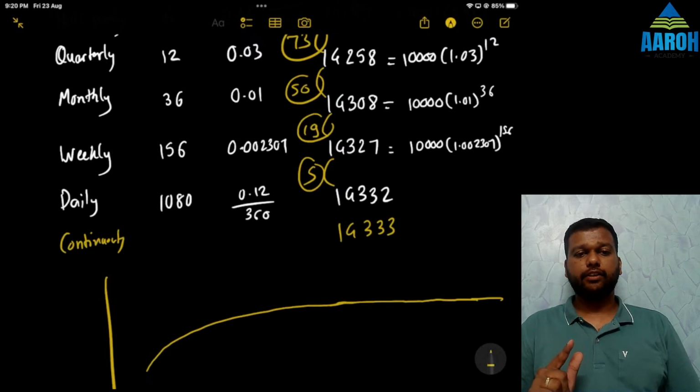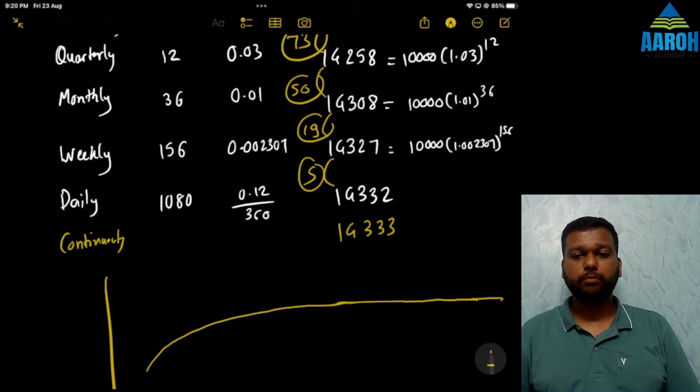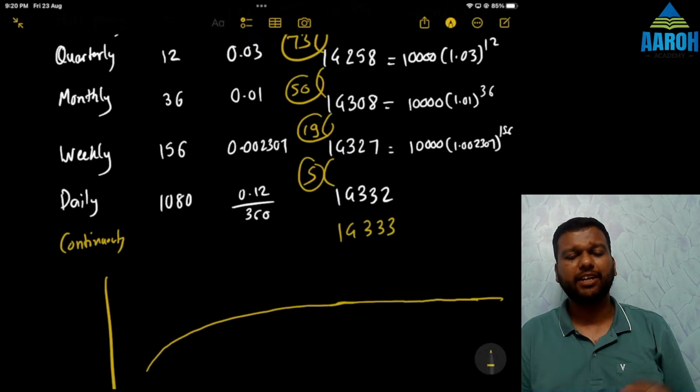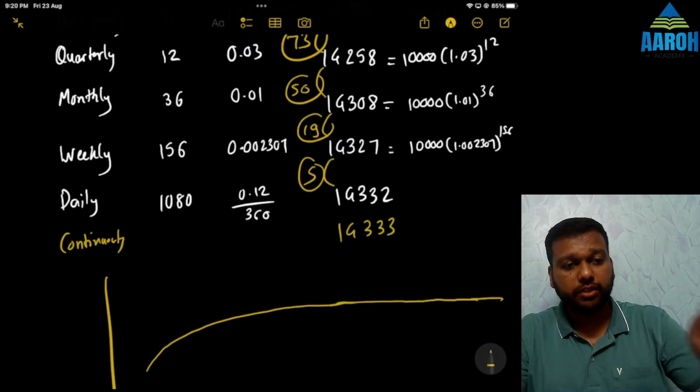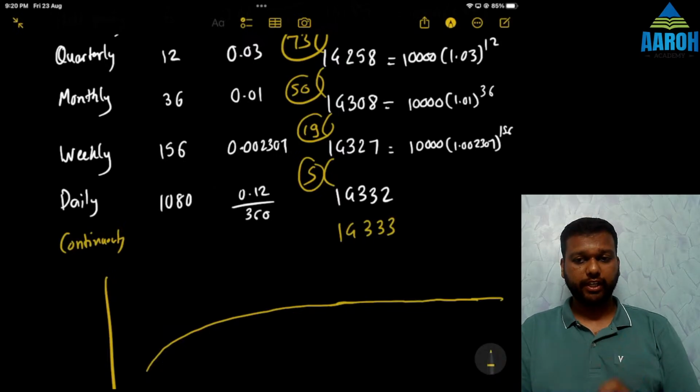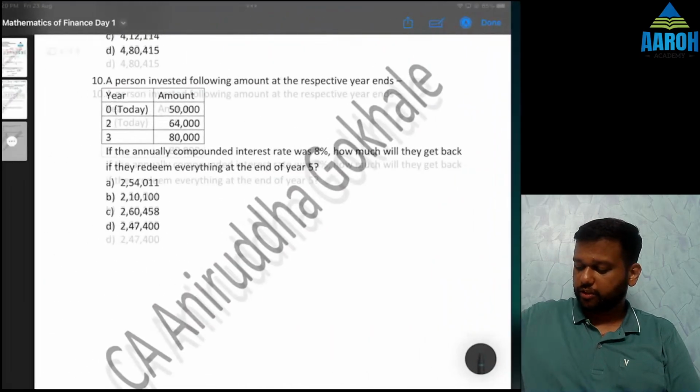Any doubt till this point? If not, let's go to the question bank. I have already uploaded a video of the 12 times square root method, so let's not focus on that right now. Right now it is important to focus on this compound interest part. Let me know if any doubt. Otherwise, let's go to this question bank.